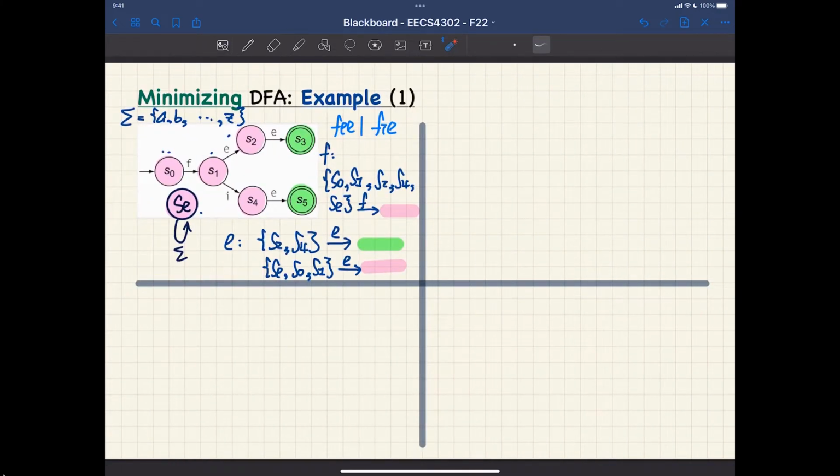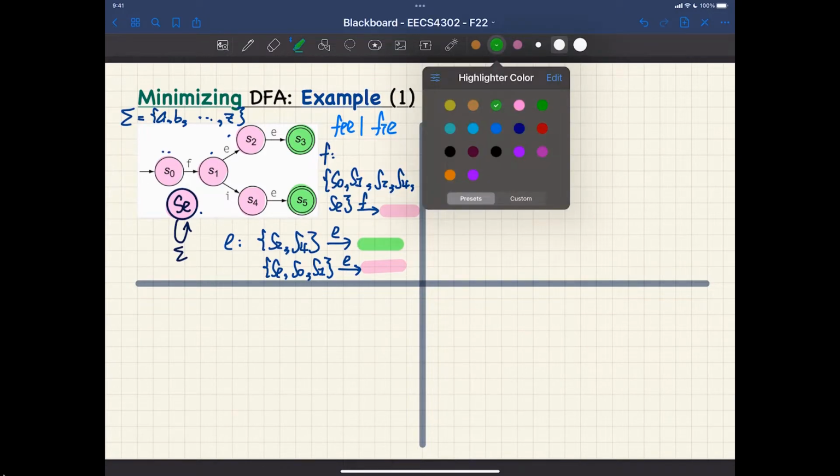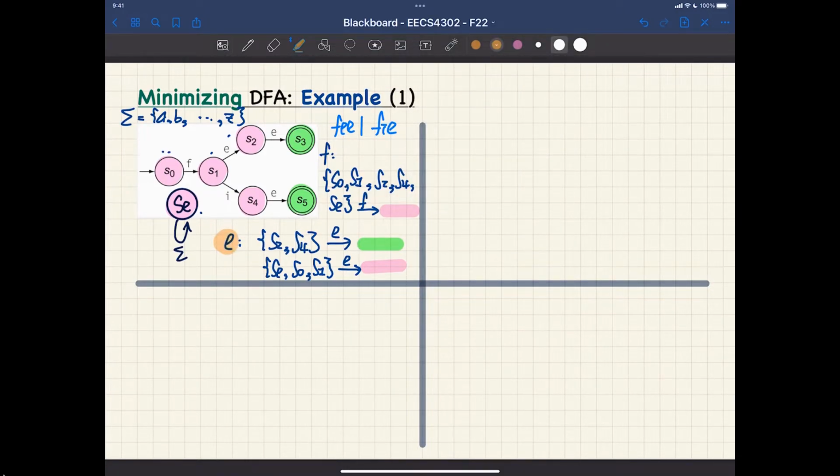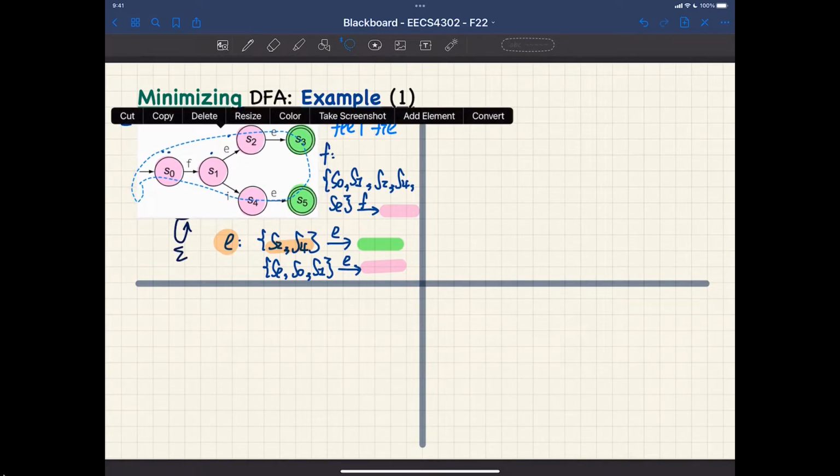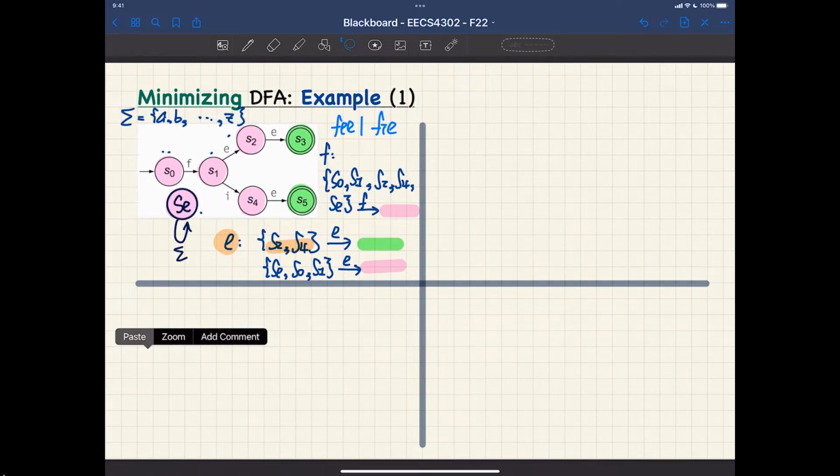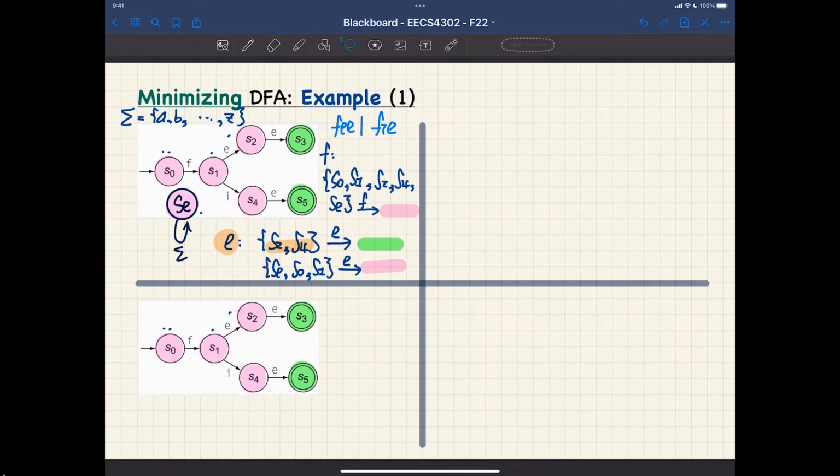All right, so the character E here justifies that there should be a split. And let's now use orange to create a split for S2 and S4. So now how do we do it? I'm going to take this original diagram over here and show you how it should become. We're going to split S2 and S4 out. They should belong to a new partition.